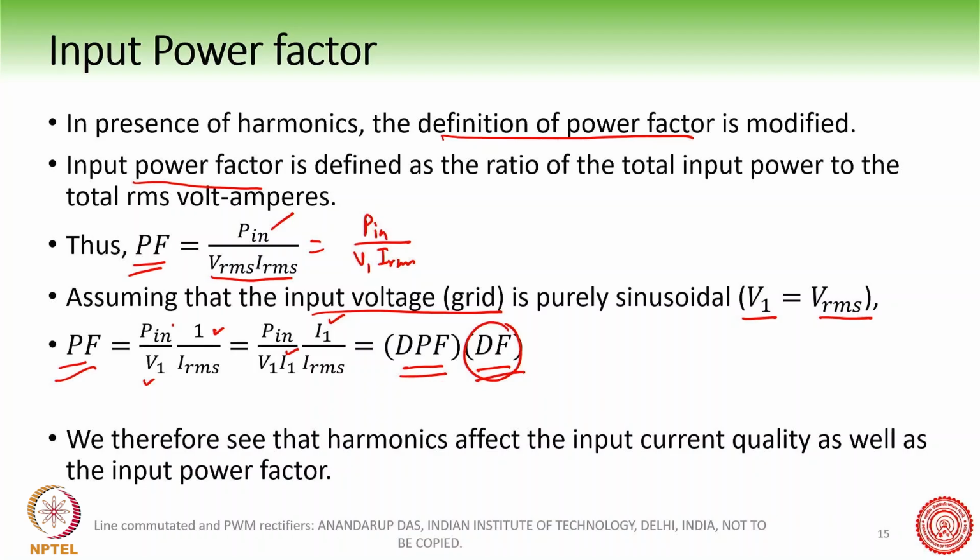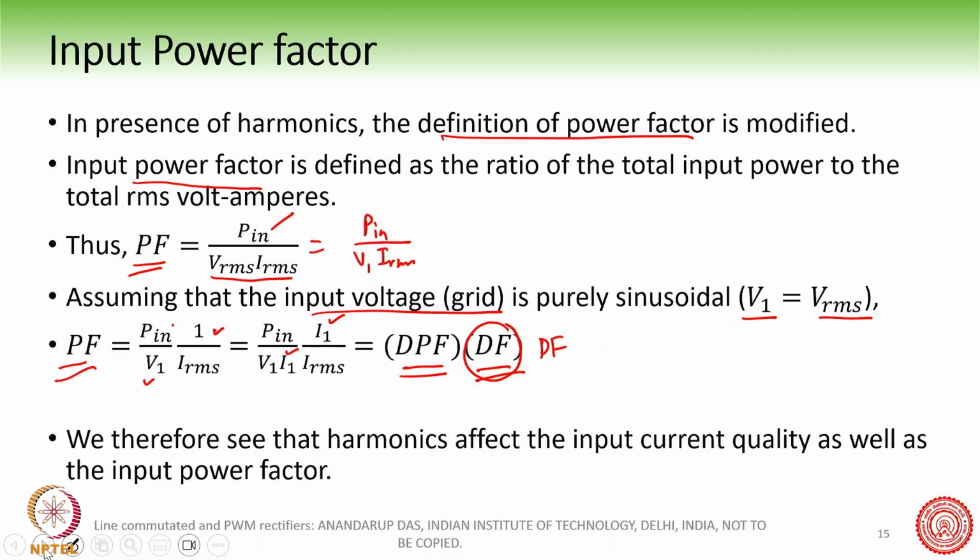So we see that as more and more harmonics are getting injected, or drawn by this power electronic converter or the power electronic rectifier, the distortion factor becomes poorer and poorer, and therefore the power factor will also go down. So this is one of the drawbacks of this kind of a rectifier, that the power factor goes bad, right?